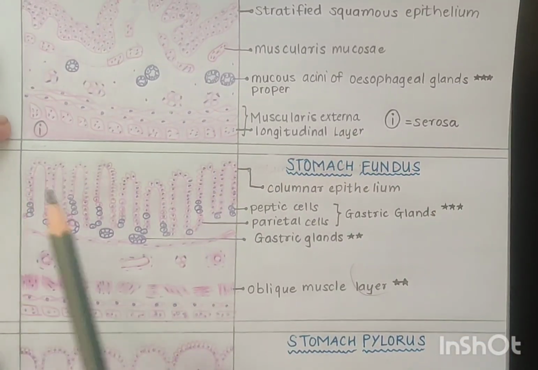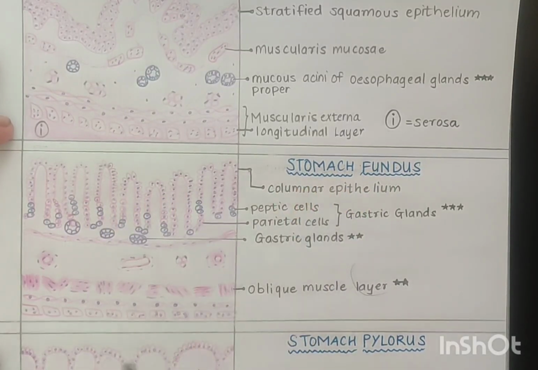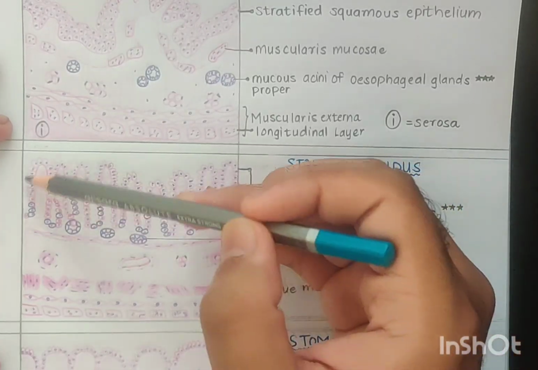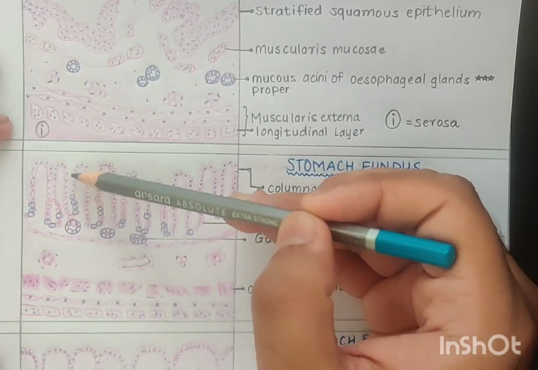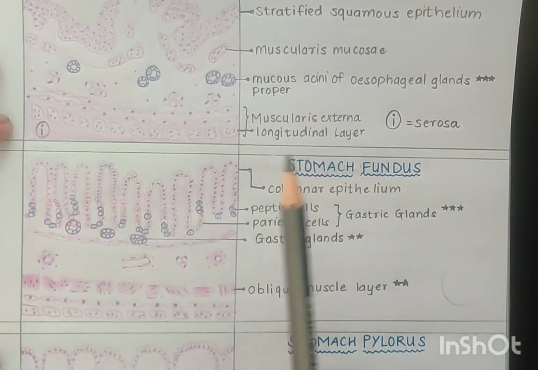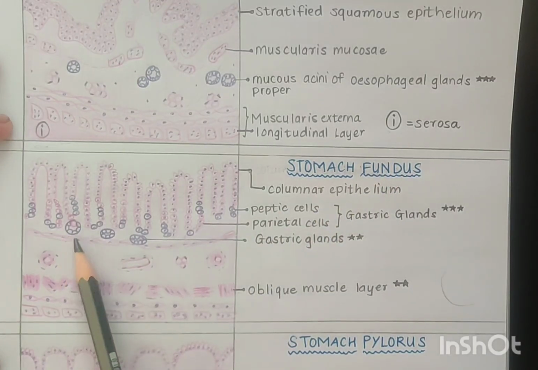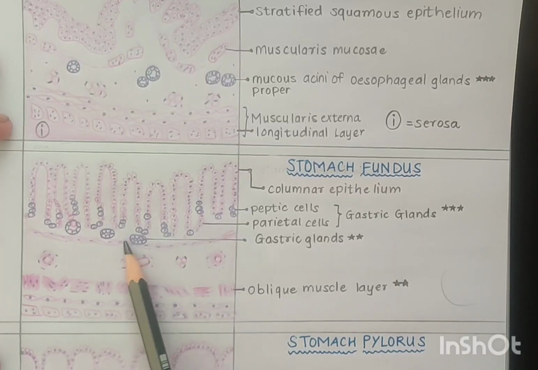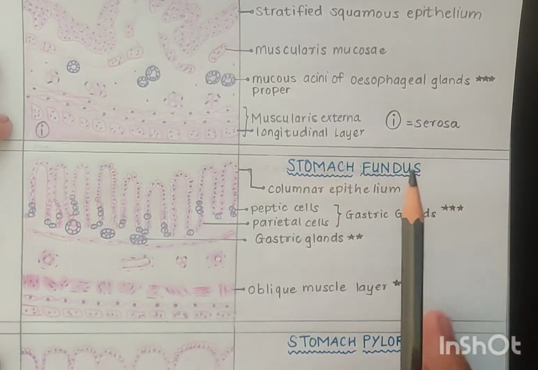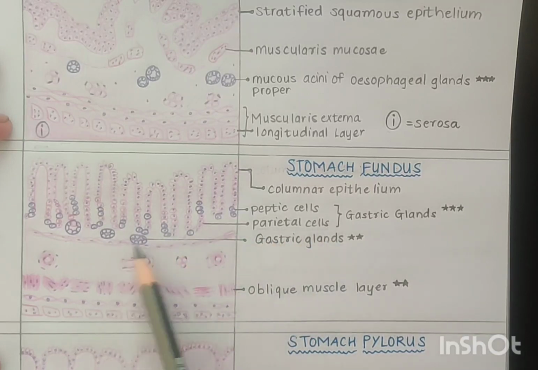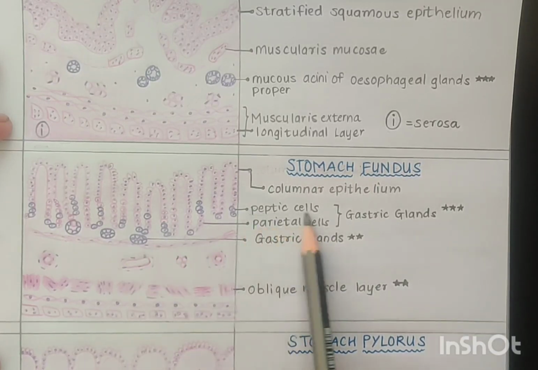So firstly, the epithelium is the columnar epithelium. Okay. Then we can see these gastric pits which are present. Mucosal folds have taken place and there are some gastric pits over here. These gastric pits are not that deep in the case of the fundus. And at the end of these gastric pits, we'll have these glands. These glands have basophilic cells and eosinophilic cells. The eosinophilic cells in these gastric glands are the parietal cells, and the basophilic cells are the peptic cells.